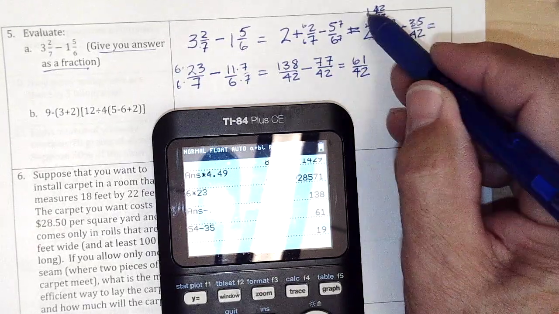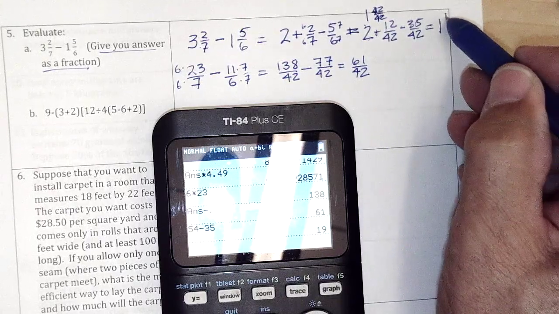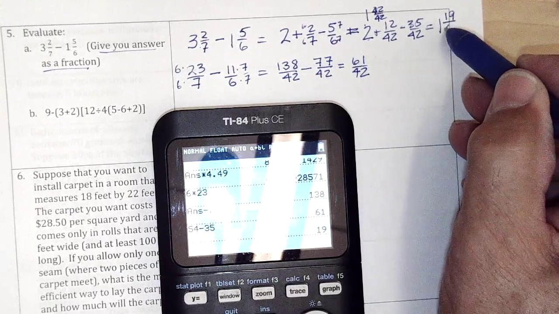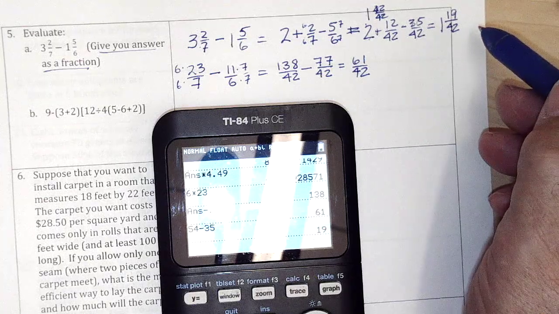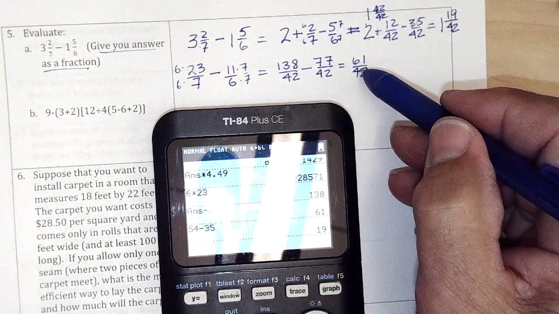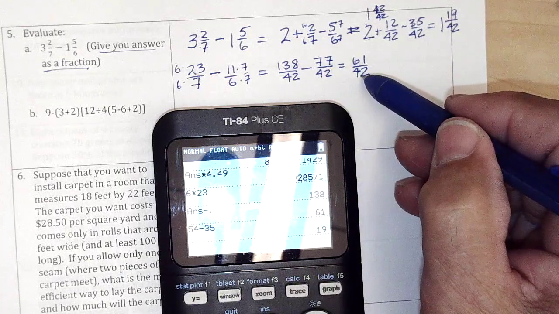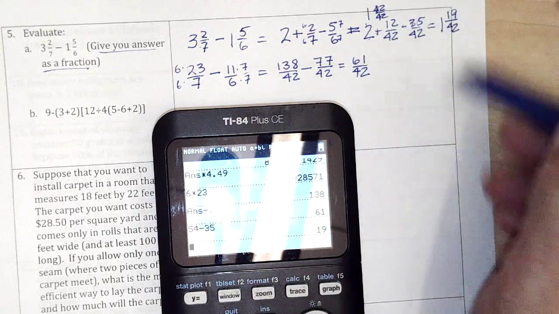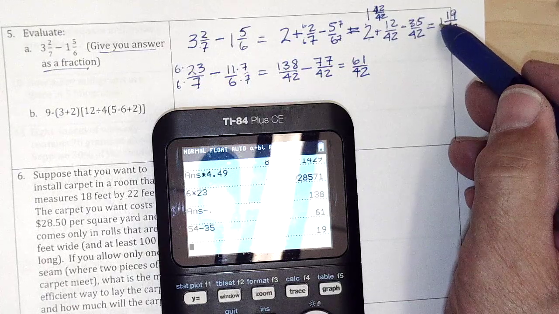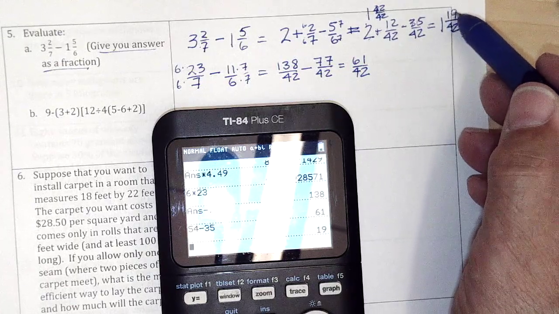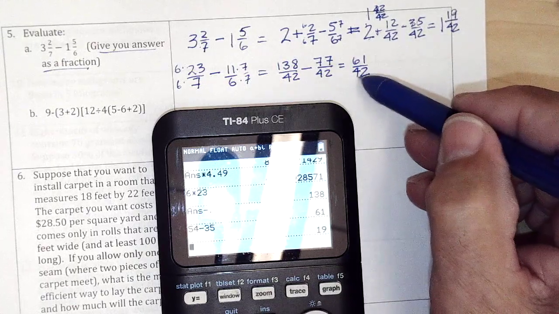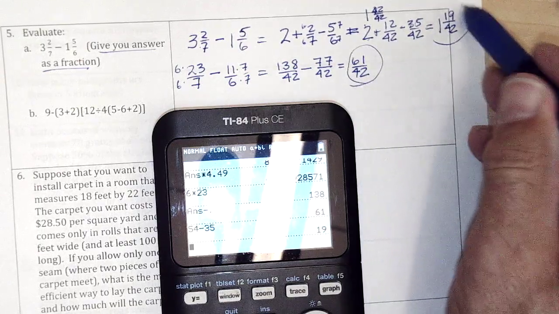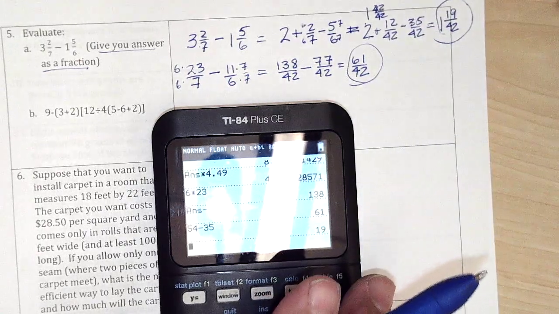So I would have 1 and 19 42nds, which is the same as 61 42nds. 19 plus 42 is 61. So 42 42nds plus 19 42nds is 61 42nds. So either this answer or this answer.